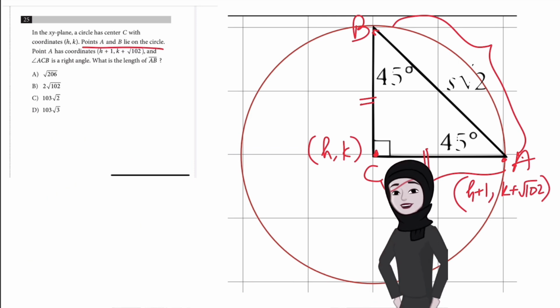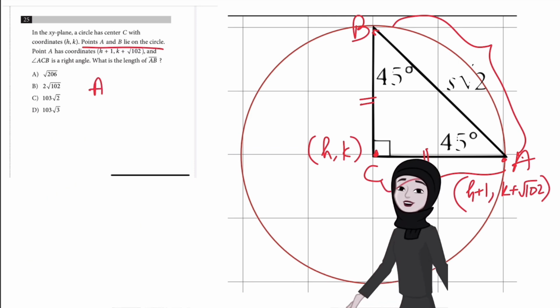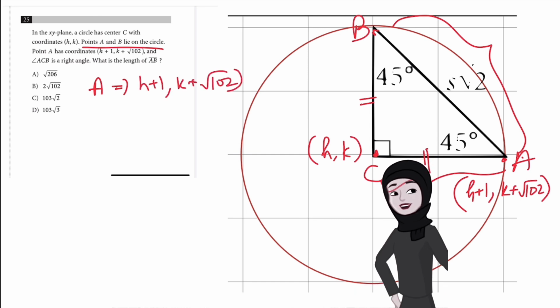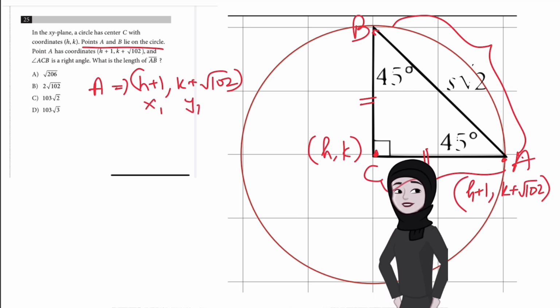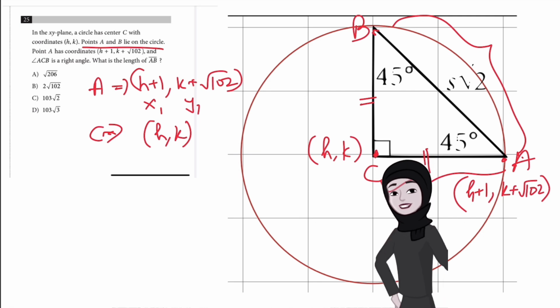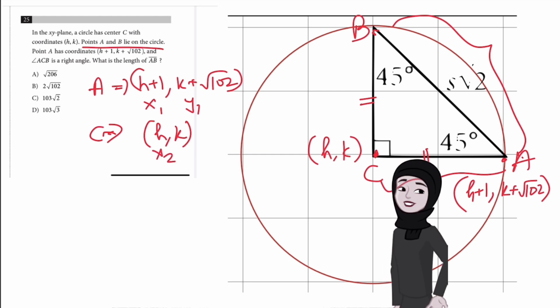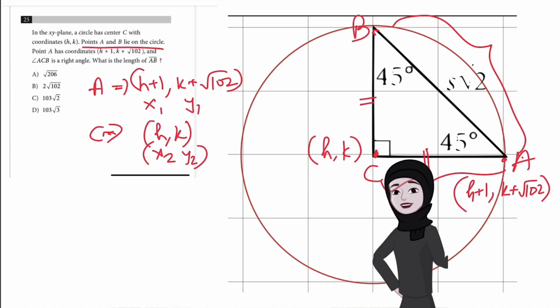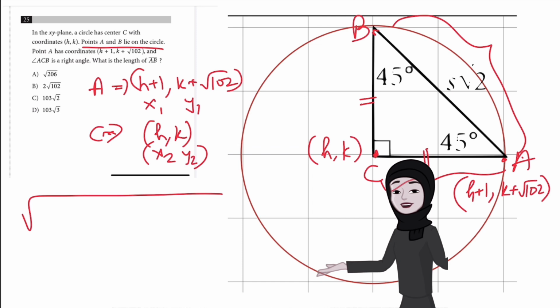Now we will substitute the given coordinates of point A. So point A's coordinates are h plus 1, k plus square root of 102, and this one we will use as x1, y1 in the distance formula. And the coordinates of point C, that is the center of the circle, which is the same as the right angled triangle point, h, k. So this we will substitute for x2, y2 in the distance formula.